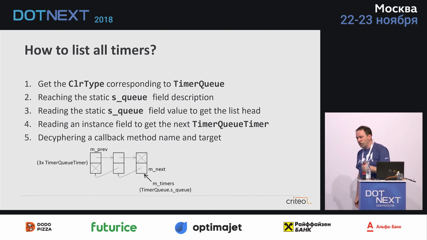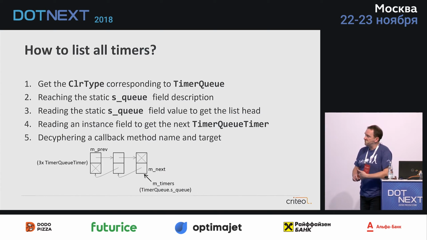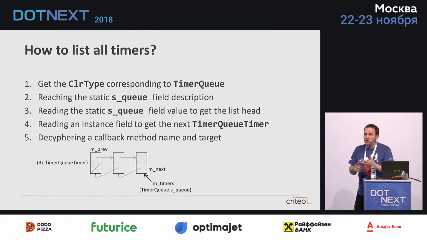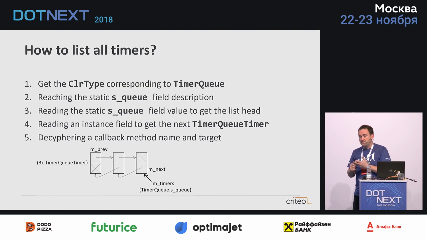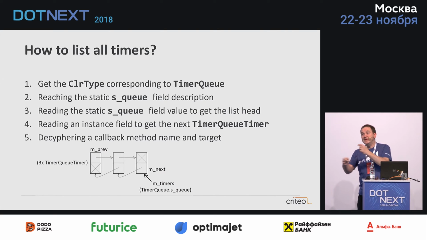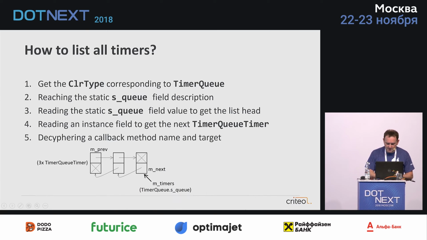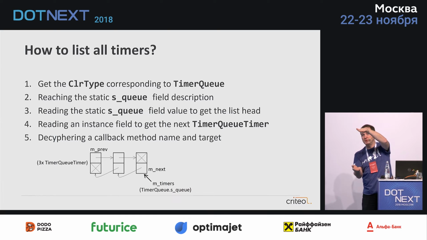So first, you need to get the type corresponding to the timer queue, again very close to the reflection kind of API. Once you get the type, you need to get the description of the static field info. Once you get the static field, you read the value of this static field. Then, once you get the value, you need the value of the instance field, the m_timers. And once you get that, you have to read each and every property on a timer queue timer.